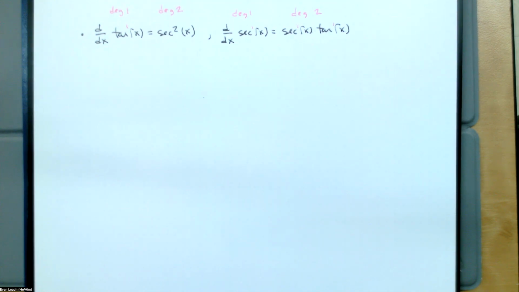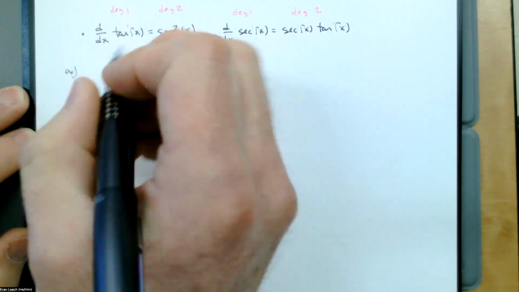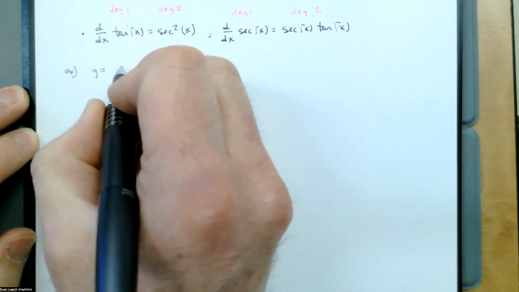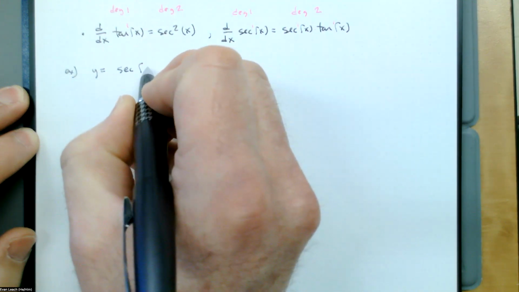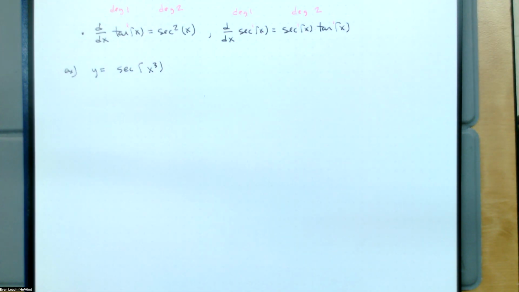So start off, just remember the derivative of tangent is secant squared. The derivative of secant is secant tangent. So if, for example, I wanted to find the derivative, if I set y up as secant of x cubed, the inside is x cubed, the outside is secant. We're taking the derivative of secant of stuff.